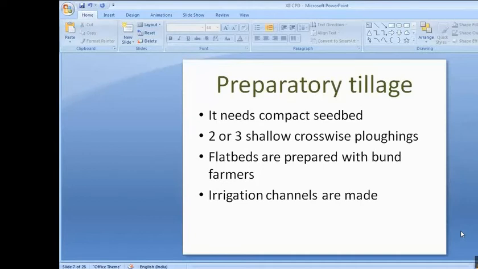If only one side plowing is done, for example south to north plowing, then it will work as water channels. Because of heavy rainfall, water will flow through the plowed furrows, and that will cause loss to the soil. Then flat beds are prepared by the bund former. Bund former is a particular implement. We will see it if you come to college. A bund former is the implement which levels the soil a little bit. Leveling is made, and then irrigation channels are also made.